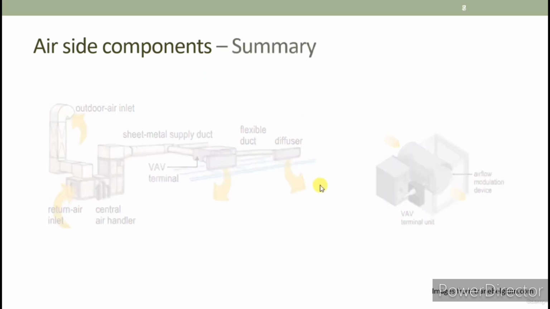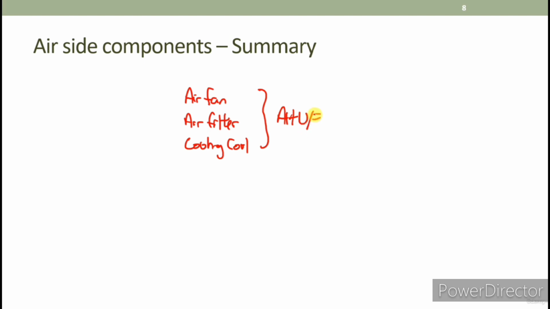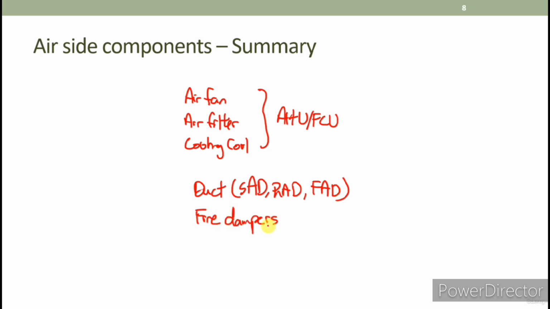To summarize, the air side components consist of the supply air fan, the air filter, and the cooling coil. These three components are inside an AHU or FCU. And we also have the air duct, such as supply air duct, return air duct, and fresh air duct. Along the duct, there are dampers, such as fire dampers, volume control dampers, and air diffusers.